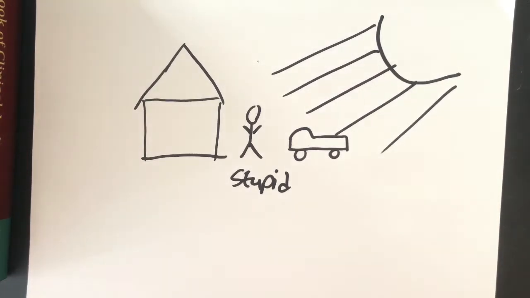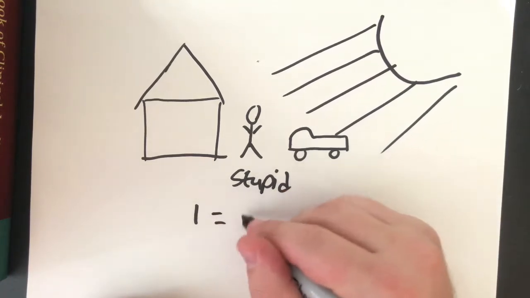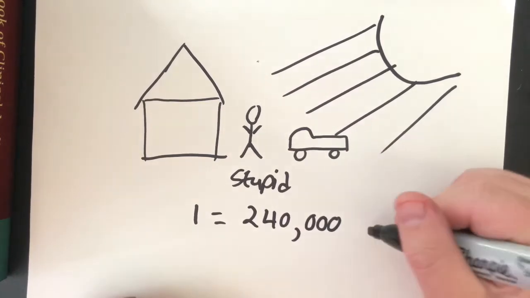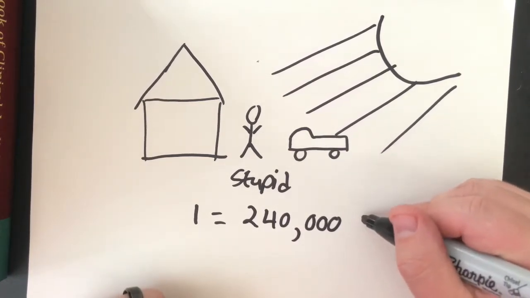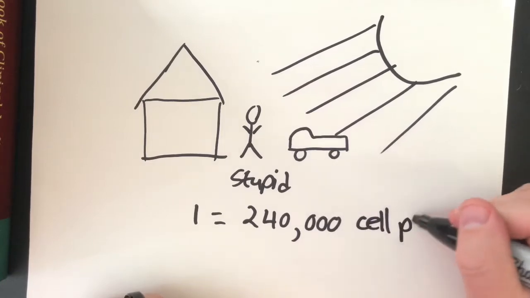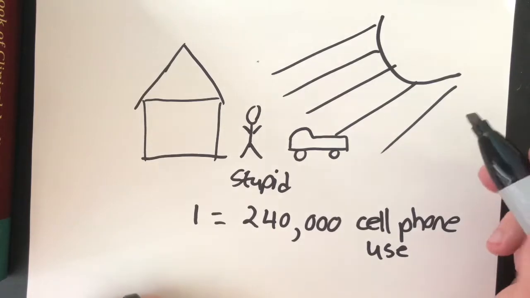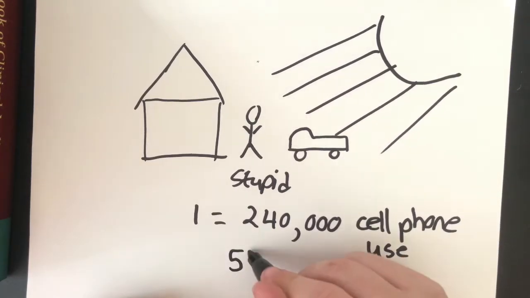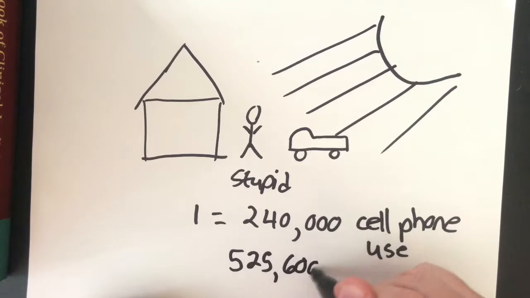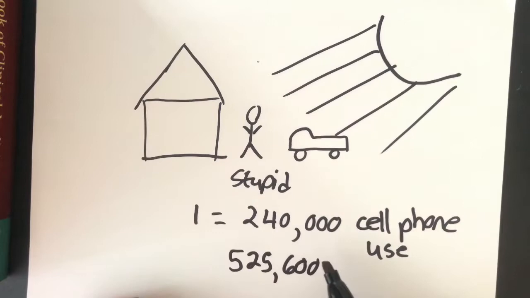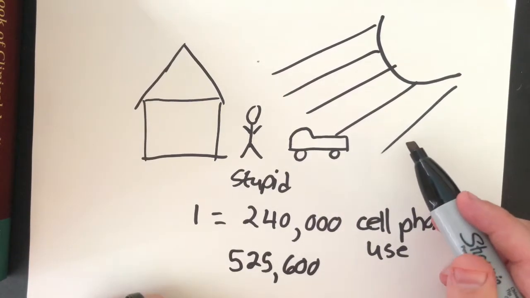240,000 times. All right. So let's say you were out in the sun for 1 minute. That would equal 240,000 minutes of cell phone use. If you remember from the movie Rent, there are 525,600 minutes in a year. So going outside for 1 minute is like being on your phone for 6 months straight. And that's each and every time you're out in the sun for 1 minute.